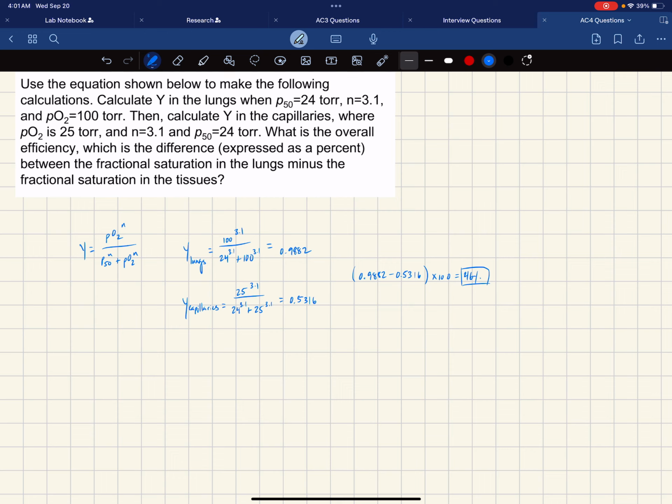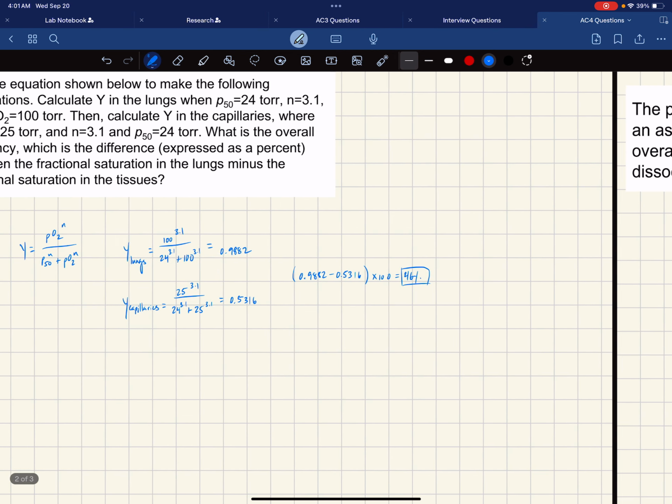And that's the difference between the saturation in the lungs minus the tissues, which makes sense if you think about it, because the purpose of the lungs is to supply the blood with oxygen for hemoglobin, and that's because there's such a great partial pressure of oxygen in the lungs compared to in the tissues, where you would actually need the oxygen to go to the tissues to be used.